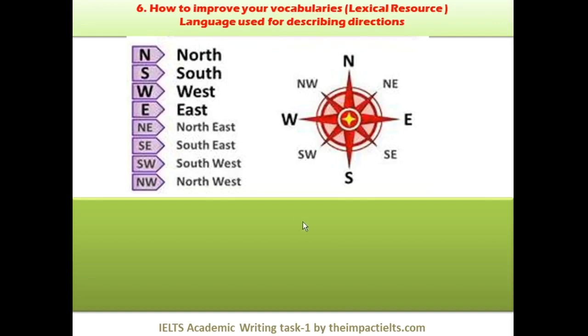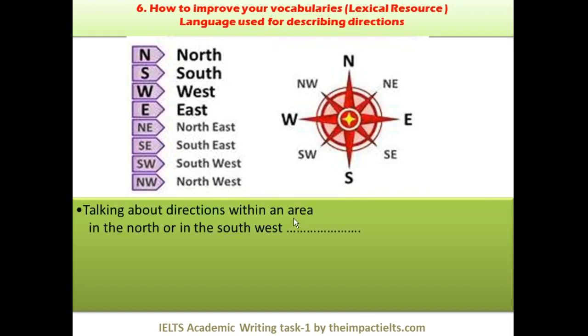Some information which is also important in this category is when we are talking about direction within an area. If there is a map here and we are saying something about what happened inside the area, we say in the north. For example, if this complete area is a garden, we'll say in the north of this garden. I'm not going out of this garden, I'm just talking about something inside the garden. So the preposition will be in the north or in the southwest of the garden.